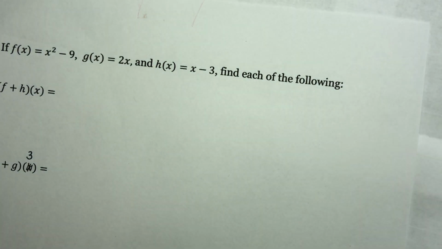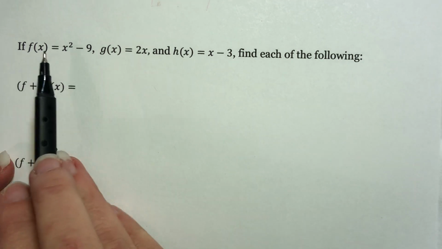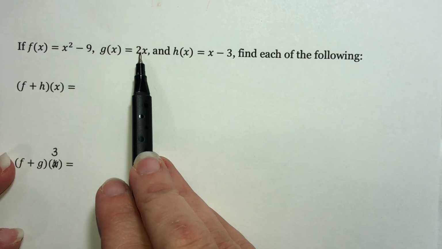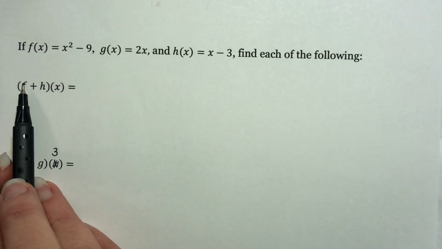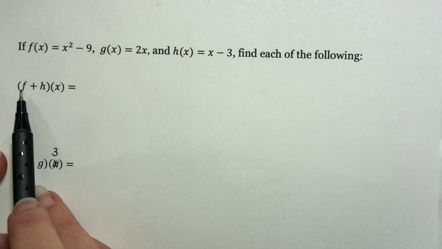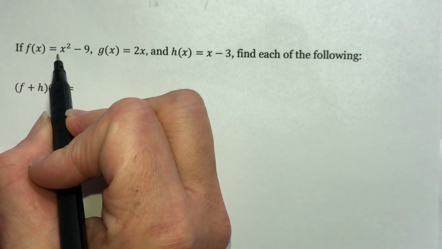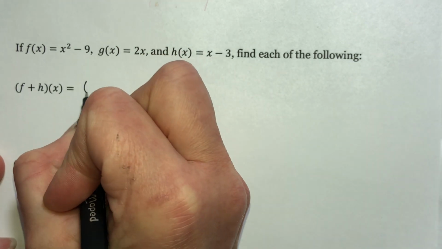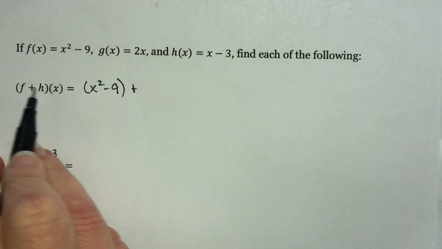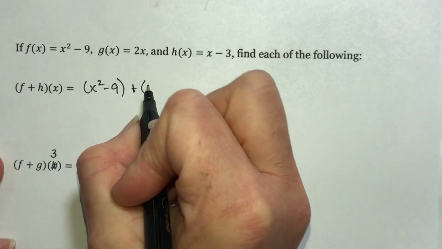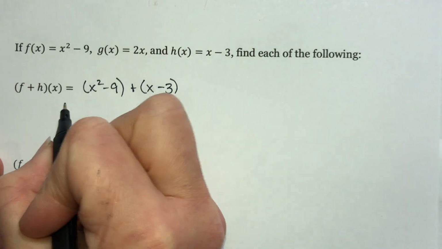So let's try another one. This time we have three functions given to us. F of x is x squared minus 9, g of x is 2x, and h of x is x minus 3. And we want to find each of the following. Okay? So this is f plus h of x. So I take f of x, x squared minus 9, plus h of x, which is x minus 3. Now these are additions, so we can drop the parentheses.